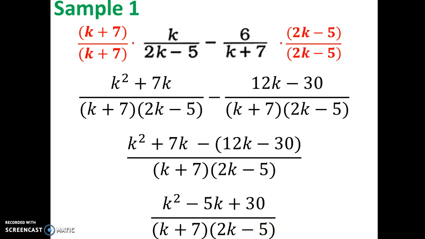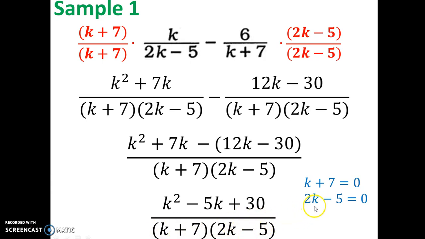To find the restrictions, we have to set each of these pieces equal to 0, because by setting them equal to 0, we can solve what value of k will create 0. So first one, k plus 7 equals 0. If you solve that, you'll get k equals negative 7. That makes sense. Negative 7 put into here will make this become 0, and then the denominator will be 0, which is what we don't want.